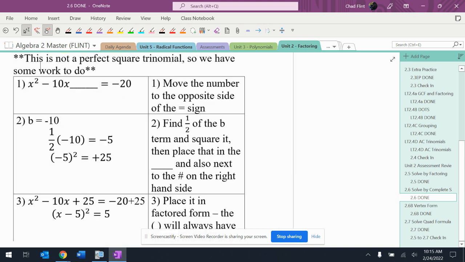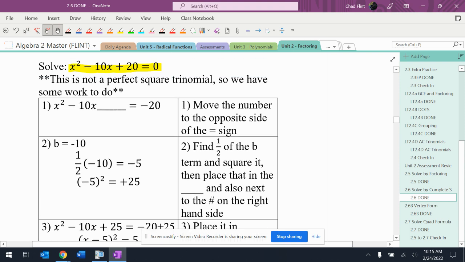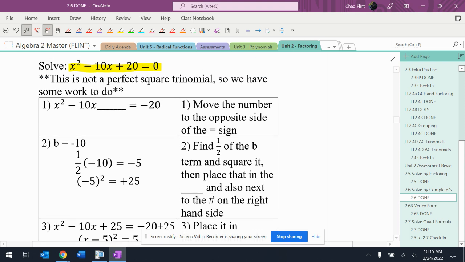Well, here's the process. You move the number to the opposite side of the equal sign. Now, this is counter to what we did when we were factoring things. When we were factoring things, they had to be equal to 0. And again, that's the problem with algebra. There are all these different things that happen, and I have to keep them all straight.